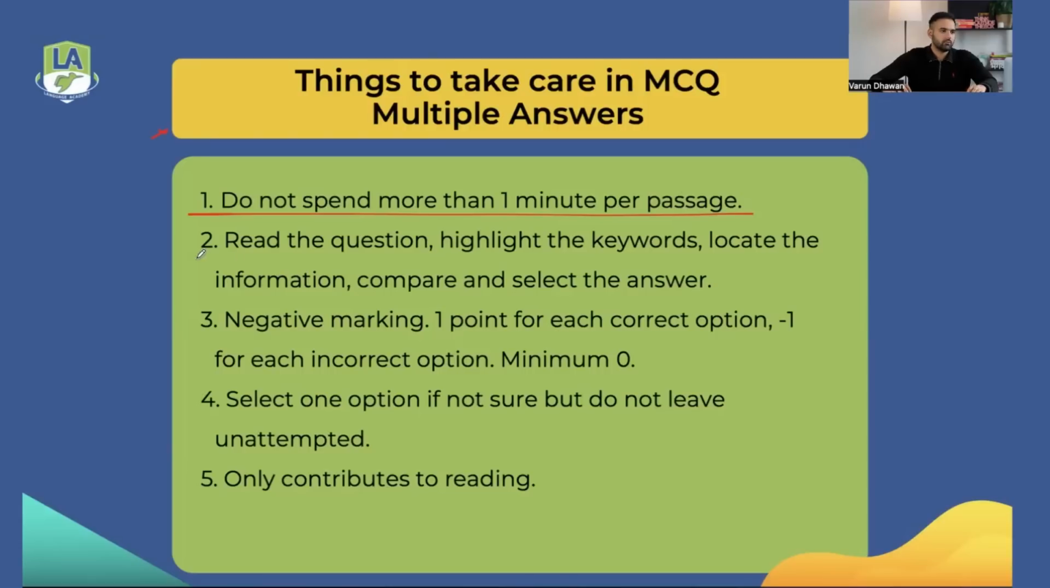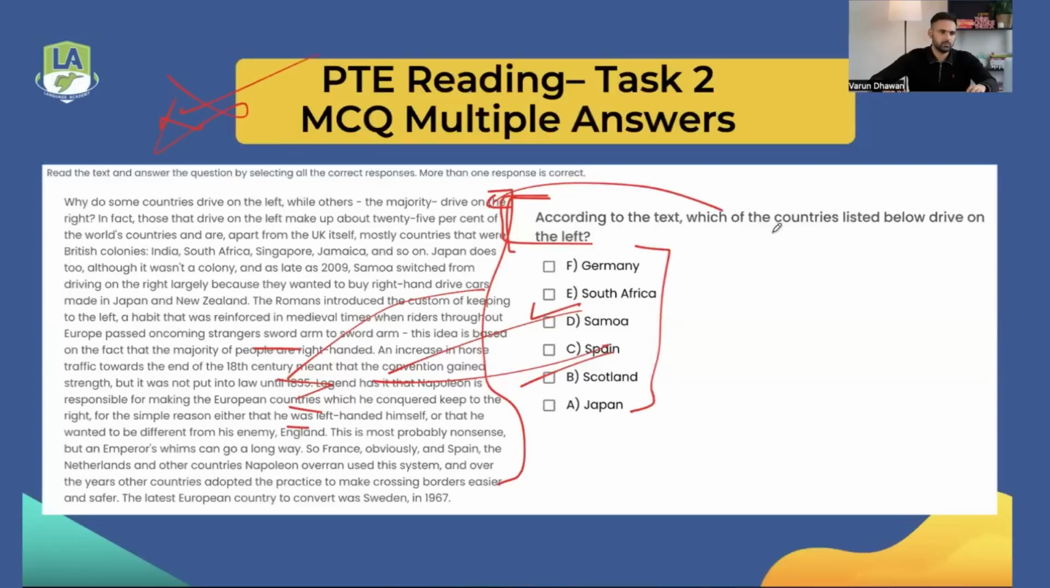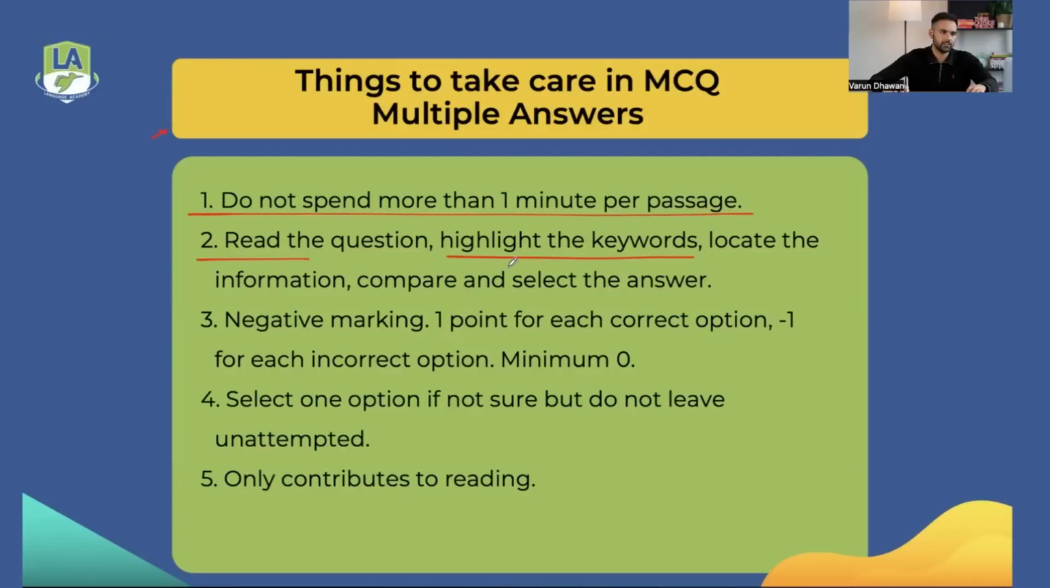What you have to do, you have to read the question, highlight the keywords. For example, if they have asked you list of countries which drive on the left, so left is a keyword. Once you have highlighted the keyword, locate the keywords and information in the passage, compare the information in the passage with the options, and select the right answer.